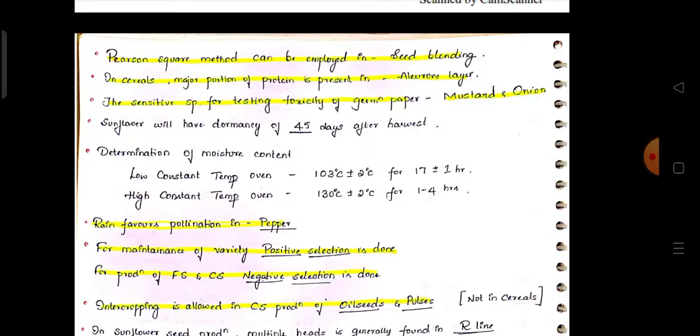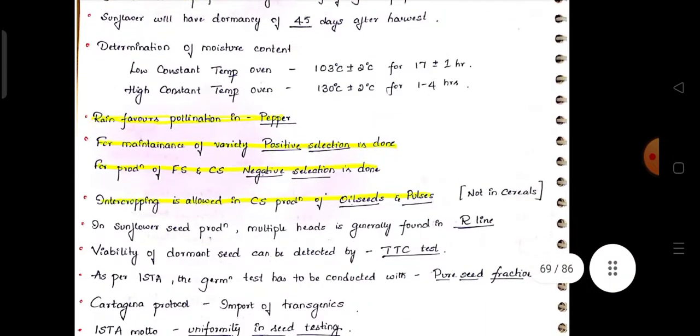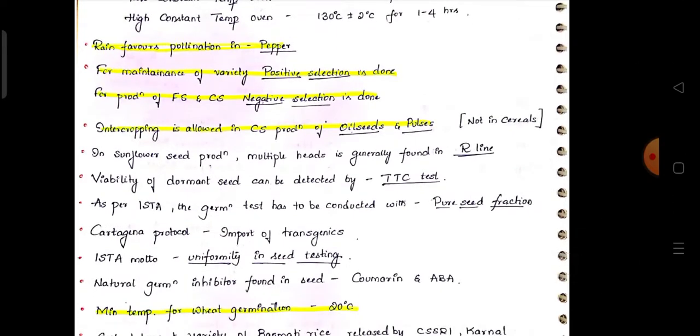Rain favors pollination in pepper. For maintenance of variety, positive selection is done. For production of foundation and certified seeds, negative selection is done. Intercropping is allowed in certified seed production of oilseeds and pulses, not in cereals. In sunflower seed production, multiple heads are generally found in R line. Viability of dormant seed can be detected by TTC test. As per ISTA, the germination test has to be conducted with pure seed fraction.